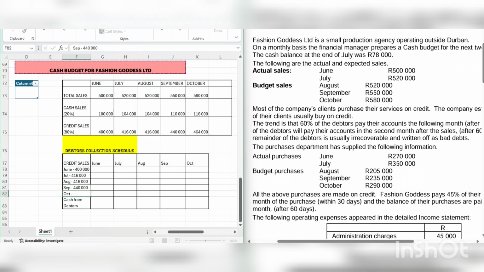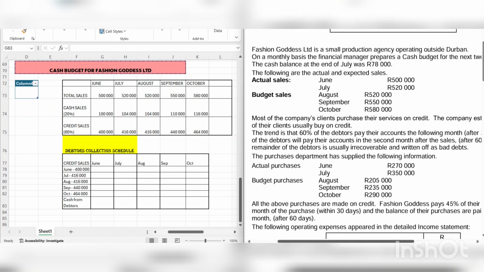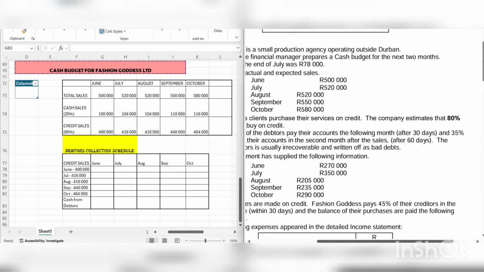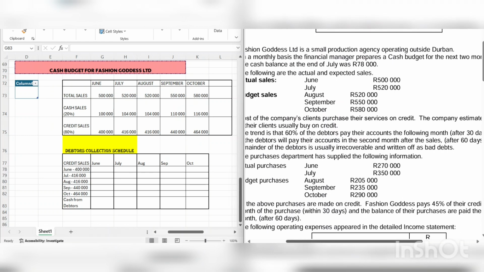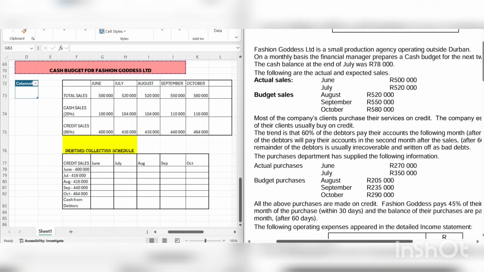Okay, so as you can tell, we have these amounts. Firstly, we're going to enter the credit sale amounts next to each month. So 400,000 for June, 416,000 for July, 416,000 for August, 440,000 for September, and 464,000 for October.